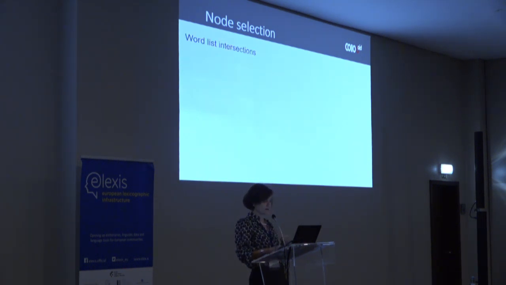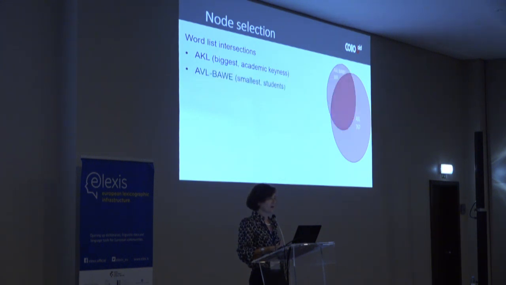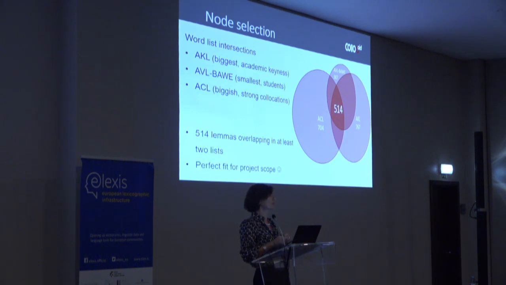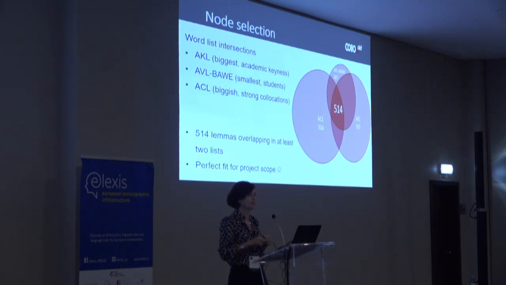Okay, so then we looked at how the lists intersect, and the academic keyness list is the biggest one. The smallest one is the one by student writers, and there's another biggish one, which emphasizes strong collocations. And when we looked at how they overlapped, there were 514 lemmas overlapping in at least 2 of the lists, which was perfect for us because we wanted to cover around 500.